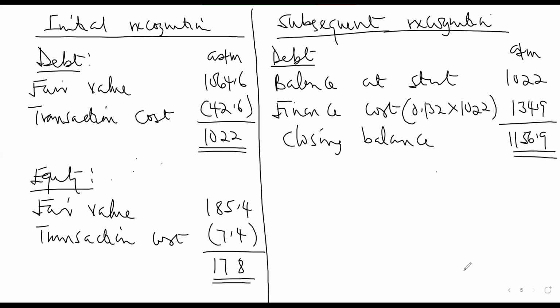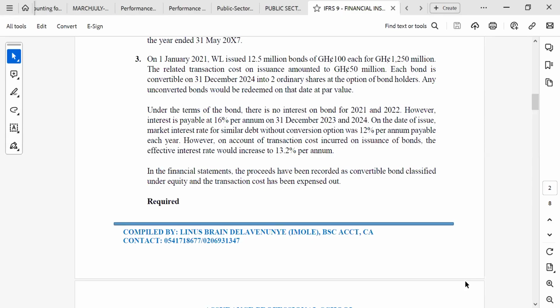Okay, let's look at what the question is saying there. If you go to, let me show you the extra statement of profit or loss. They are saying that something has been done. The issuing cost has been what? In the financial statement, the proceeds have been recorded as convertible bonds classified under equity. The transaction cost has been expensed out.